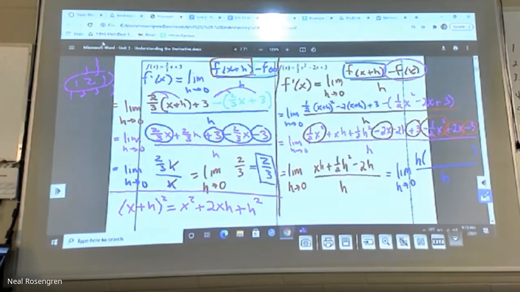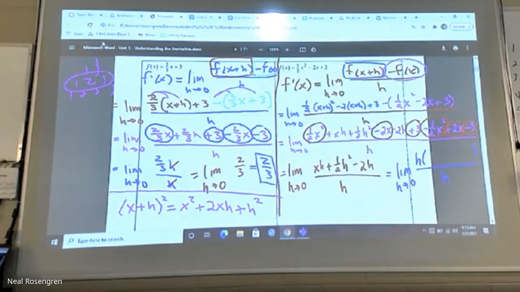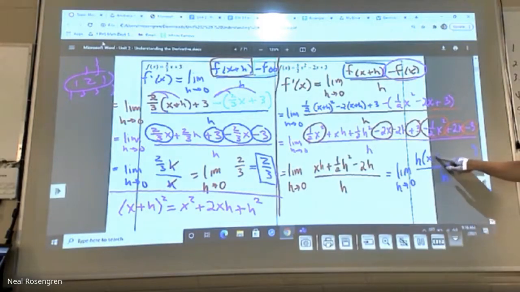And as clunky and cumbersome as this process is, what's nice about it, when we're dealing with polynomials, it's always the same. You kind of get into the mechanics of it and it works really well. So what do we have left? We have an x, we have a 1/2 h, and we have a -2.